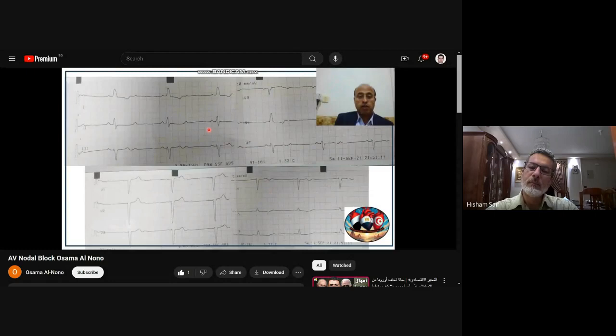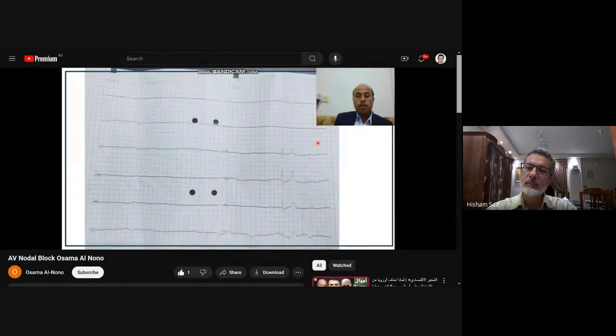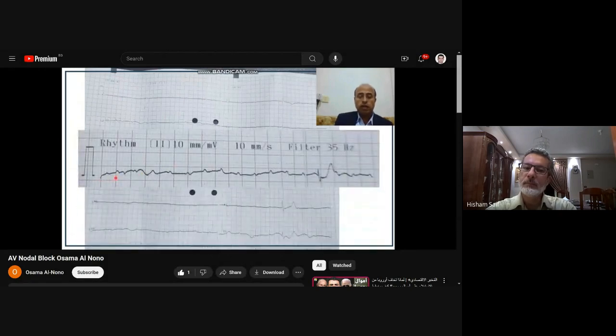On the other hand, we have here two beats with wide complex successively. So we have a 2-to-1 infrahisian AV block. This is an indication of pacing even in asymptomatic patients. Here is another entity of patients who are having no conduction at all until the end. We have a single QRS complex, a patient of 120 years old, presented with multiple episodes of syncope and implanted a pacemaker. He is doing well now for 1 year.